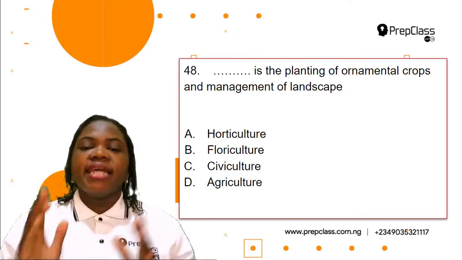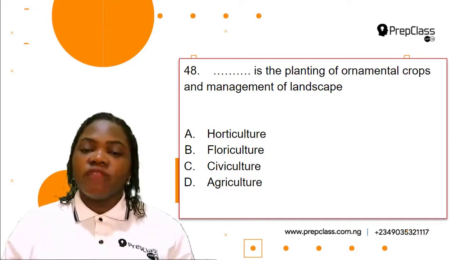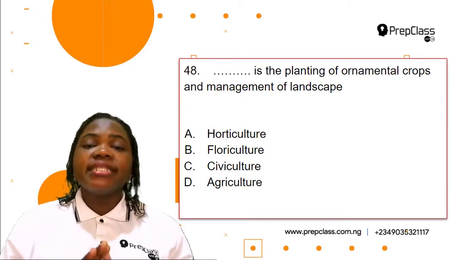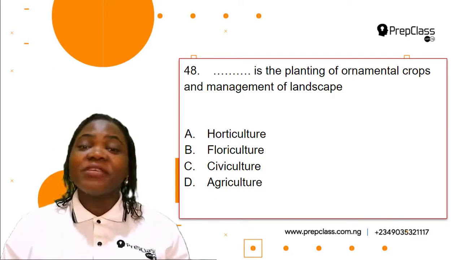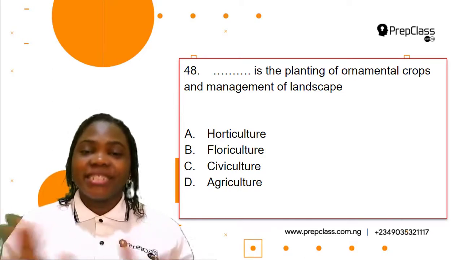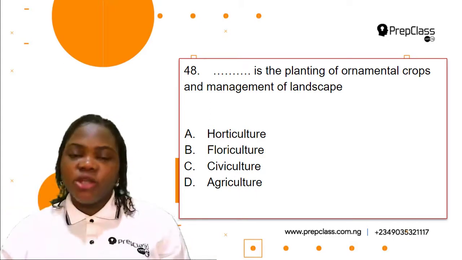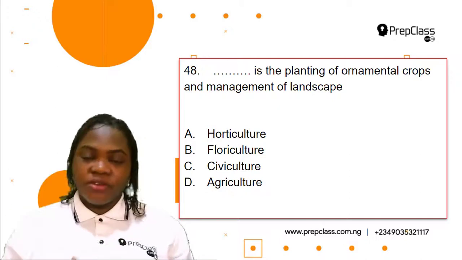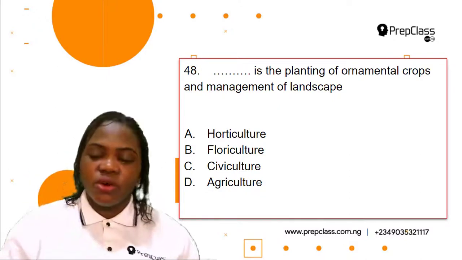Question 48. Dash is the planting of ornamental crops and management of landscape. A. Horticulture. B. Floriculture. C. Silviculture. D. Agriculture. There is nothing like silviculture, okay? So for us to be able to find the correct option, let's define horticulture, floriculture, and agriculture. The answer is one of the three because there is nothing like silviculture.